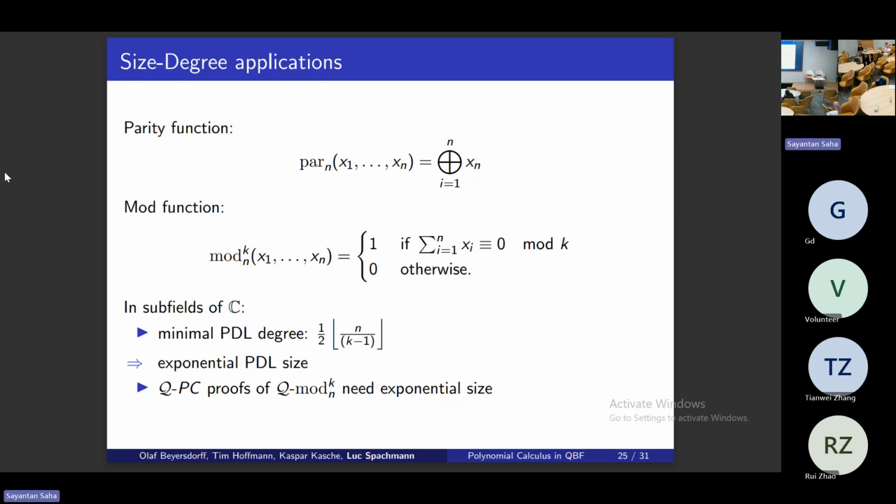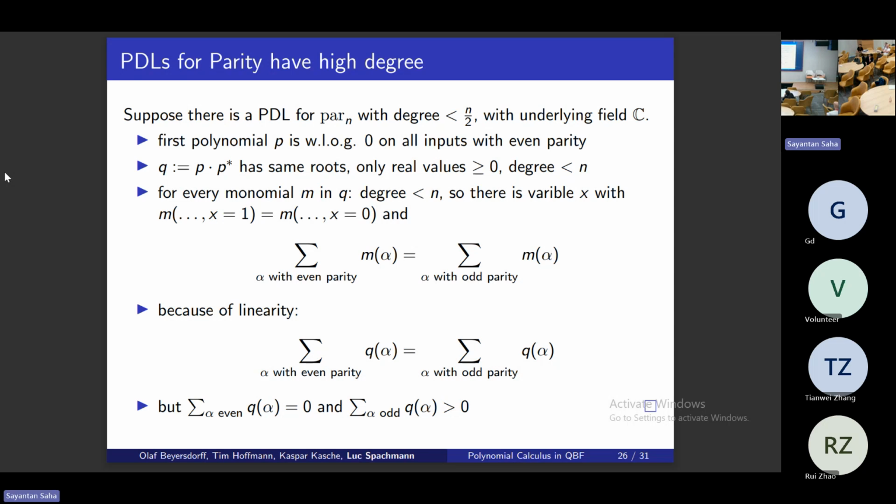The subfields of C here are very important because if we have a finite field Fp and want to calculate the mod p function, it is of course quite simple. We just add all the variables, and since our field is mod p, this line is exactly 0 if the sum of the variables is 0. Yes, this is the proof sketch for why this works. I will skip it.